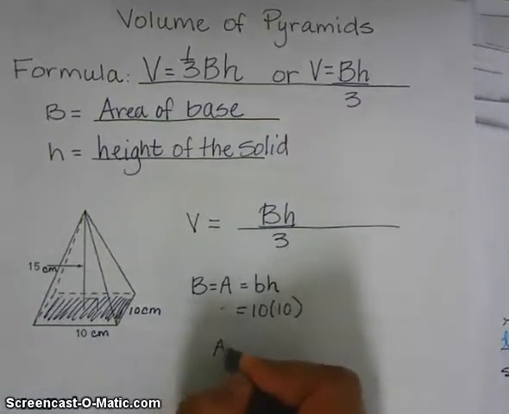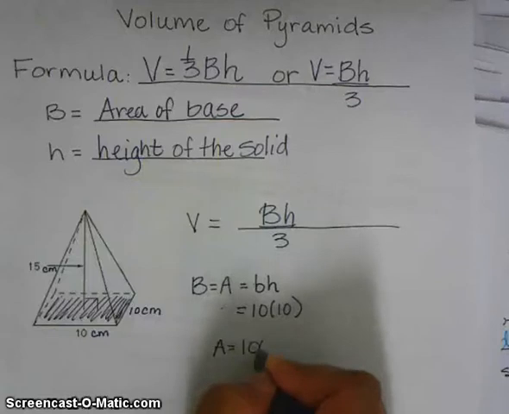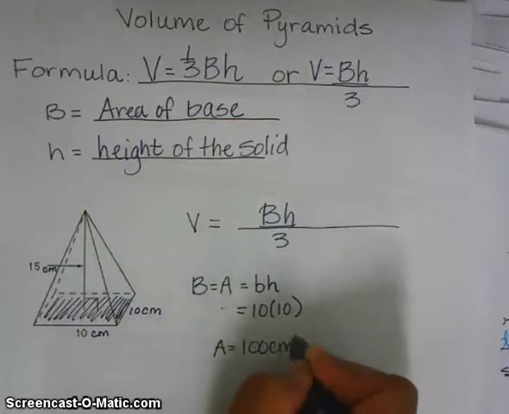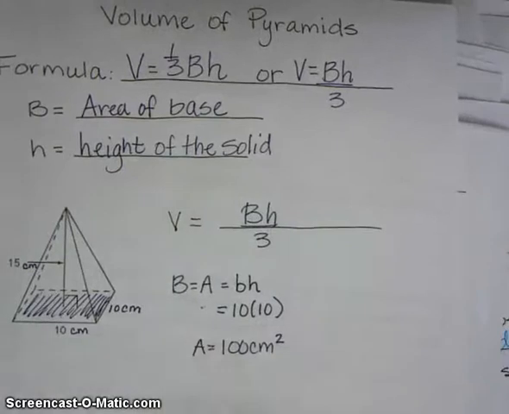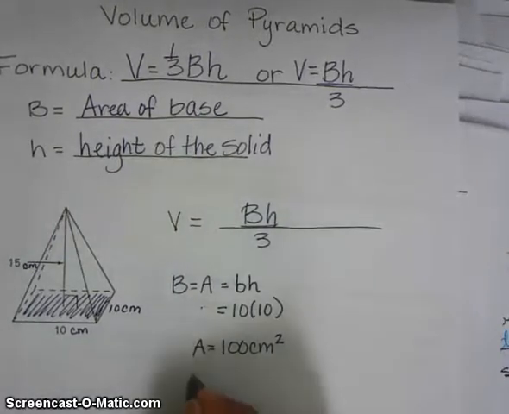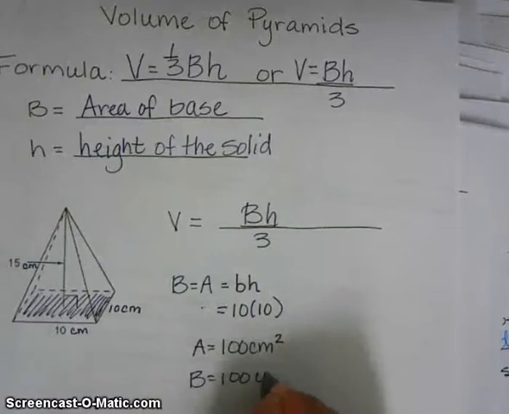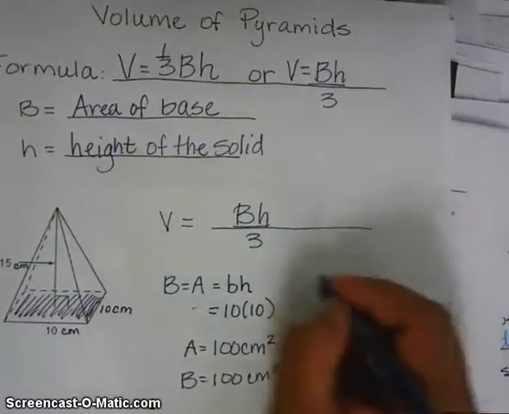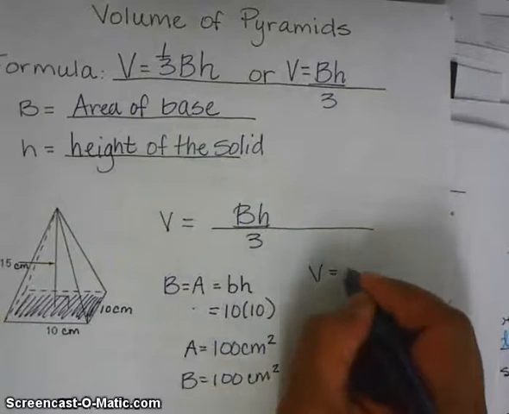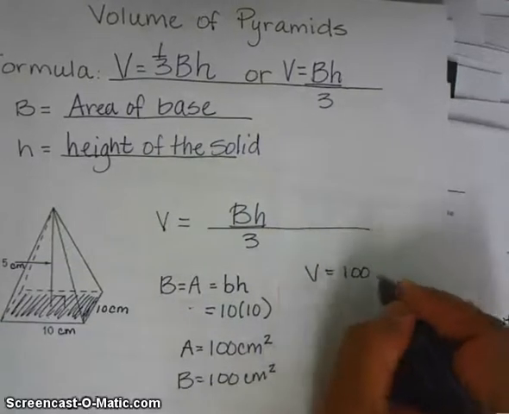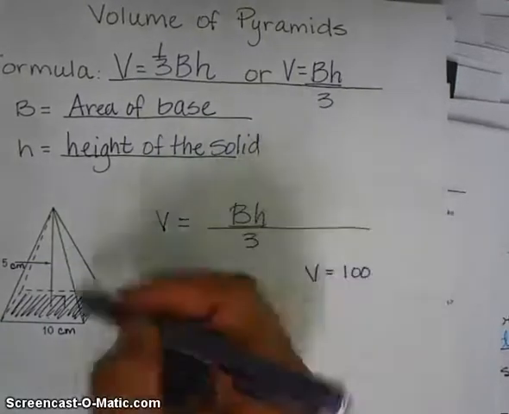When you did your math, did you come up with 100 centimeters squared for capital B? If you did, great, that's exactly what it is. So now I'm going to take this capital B, because capital B and area of the base are the same thing, and I'm going to put it into my volume formula. So my volume formula is capital B. I already know that that is 100. And I'm going to multiply it by the height of the solid.